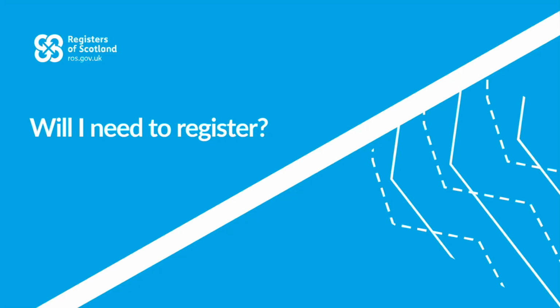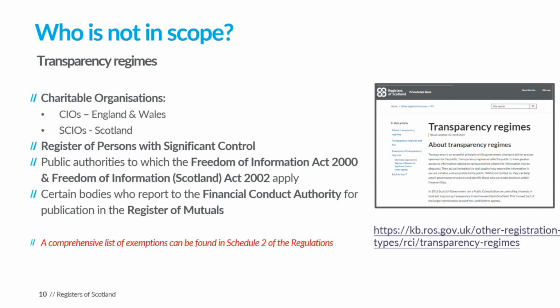Now let us look at who will need to register. Before we delve any further into RCI itself, it's first worth considering the most obvious reason that you or your client may be out of scope of RCI. You will automatically be out of scope of RCI if you are already subject to another UK transparency regime that is listed in Schedule 2 of the regulations. We've covered this extensively on our RCI knowledge base and in our beginner's guide to RCI video, which you can find on our YouTube channel. So I won't go into significant detail today, but you'll see further examples on the slide.